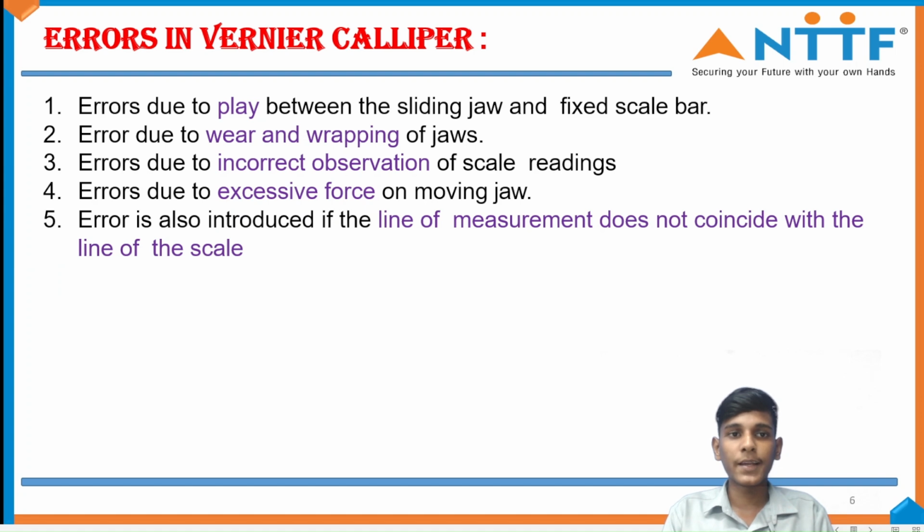Error in vernier caliper. Error due to play between the side jaw and the fixed scale bar. Error due to wear and warping of jaws. Error due to incorrect observation of the scale reading. Error due to excess force on the moving jaw. Error is also introduced if the line of measurement does not coincide with the line of the scale.